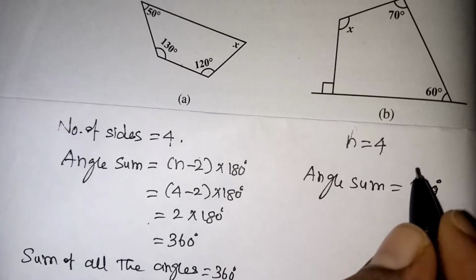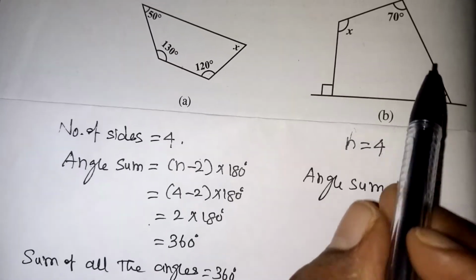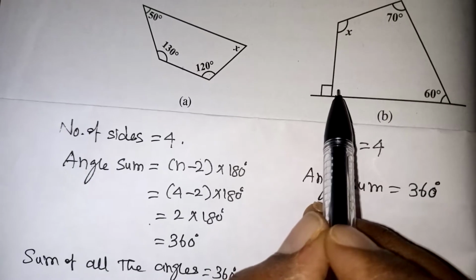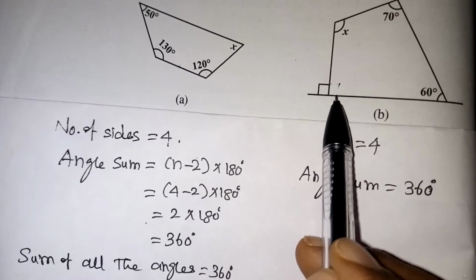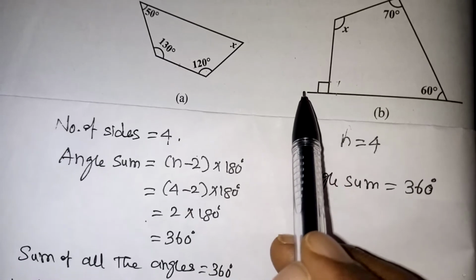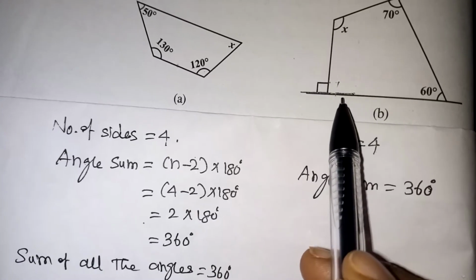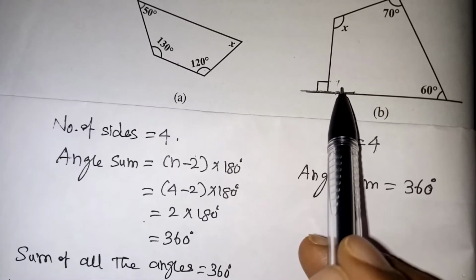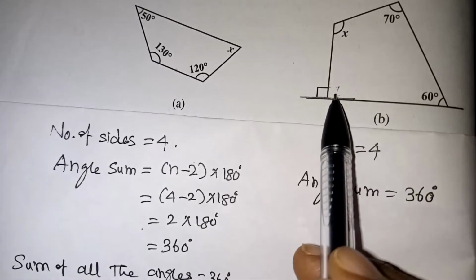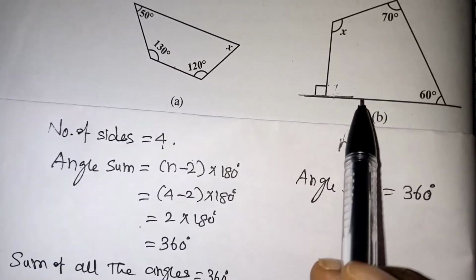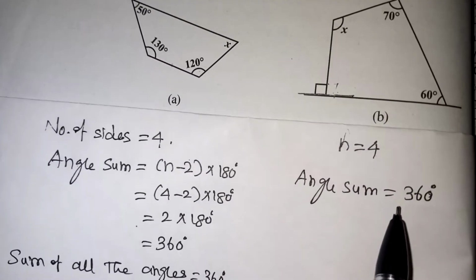So here the angles are given. This is 60, this is 70. This angle they didn't give you, but on this side they have given 90. This side 90 means definitely this side also will be 90 only, because a straight line is 180 degree always. So here 90 means definitely here also 90 only, according to the linear pair. Now 60, 90, x, 70. These are all the four angles. So the angle sum is 360 again.